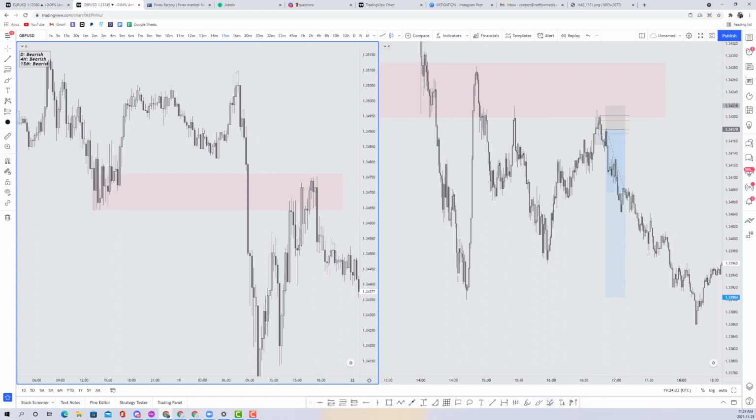here you might be wondering, why is this not a breaker block? If we actually look at it, you did have a little bit of a reaction. It started throwing wicks. If you went down on the lower time frame, something like the 5 minutes, you would likely find some sort of reaction to something in here. We can see there's a reaction, so we would not pull this zone.